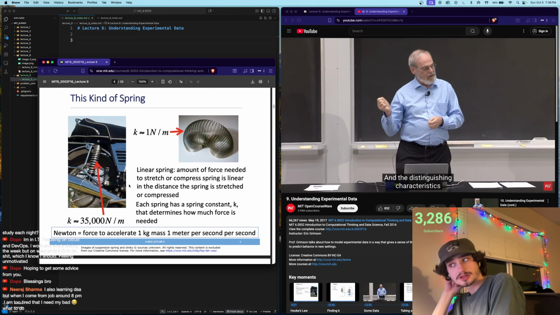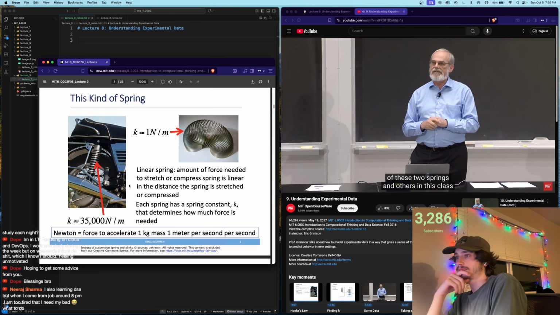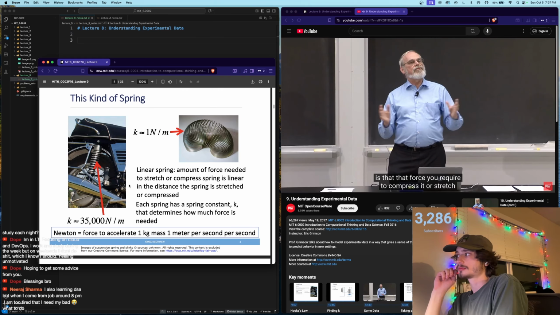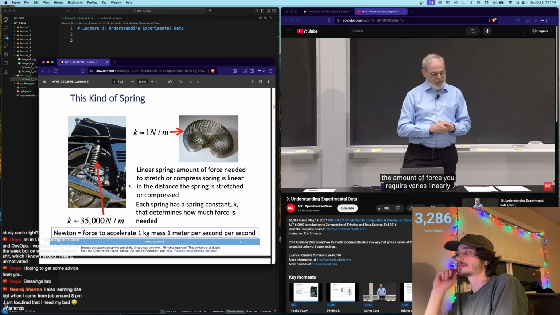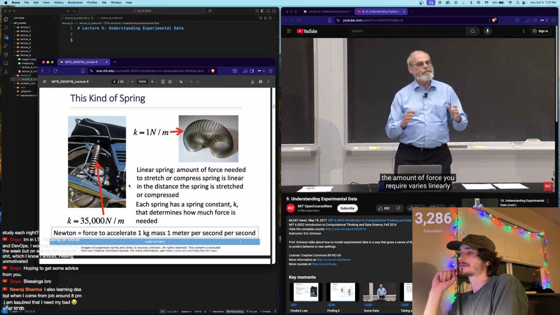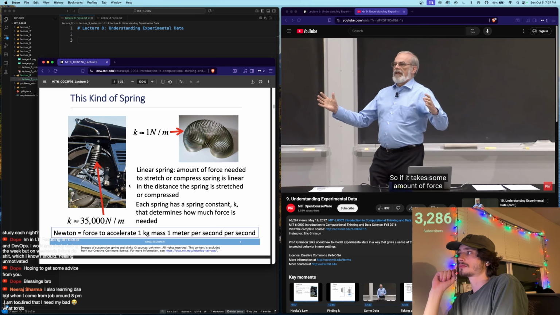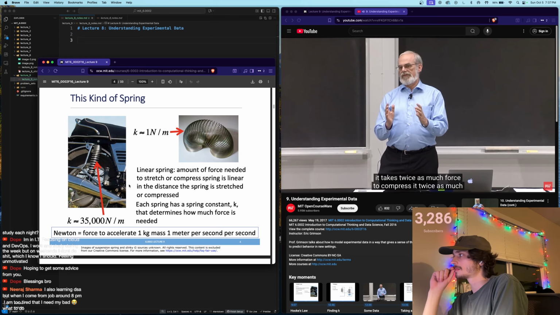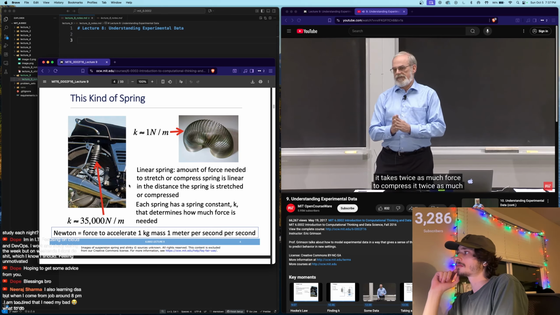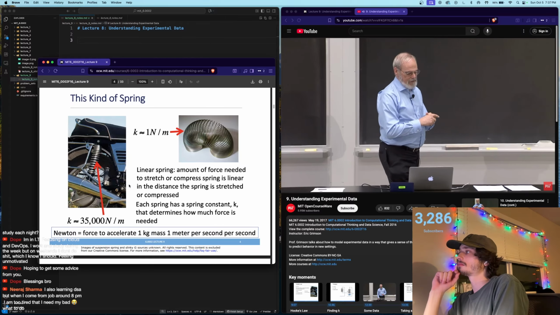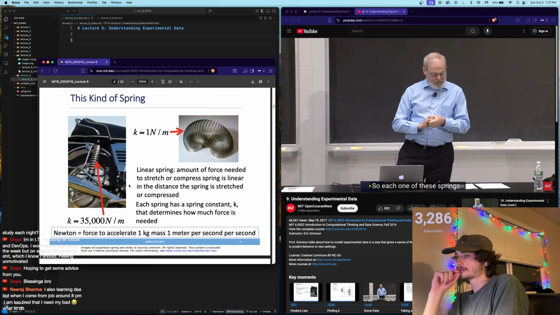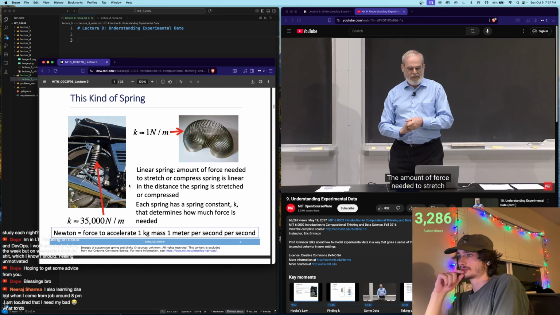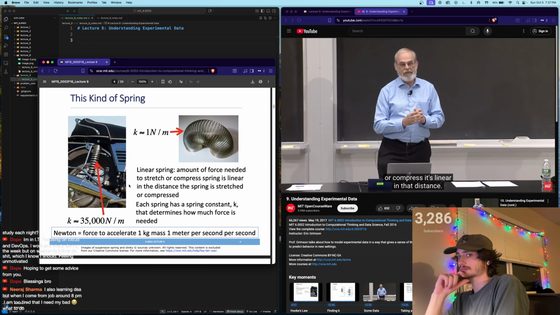And the distinguishing characteristic of these two springs and others in this class is that the force you require to compress or stretch it a certain amount varies linearly with the distance. So if it takes some amount of force to compress it some distance, it takes twice as much force to compress it twice as far. It's linearly related. Each one of these kinds of springs has that property: the amount of force needed to stretch or compress is linear in that distance.